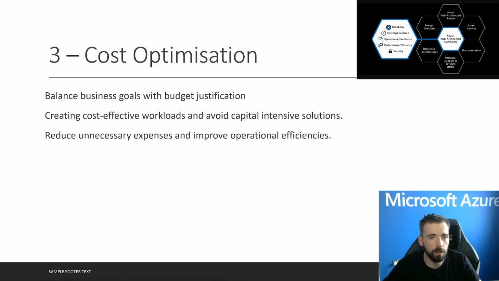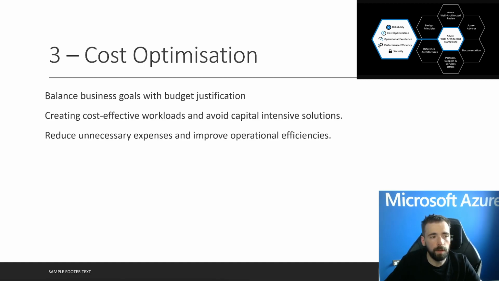We then have cost optimization. The cost of running services and running our application in the cloud is very different to what we're used to in an on-premises environment. In on-premises, we're typically used to big capital expenditures, and in the cloud, as we architect our application, we need to think differently about how we manage budgets.